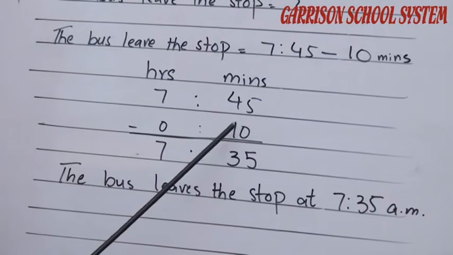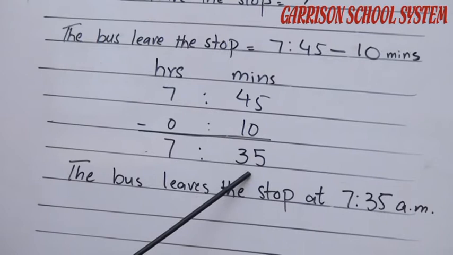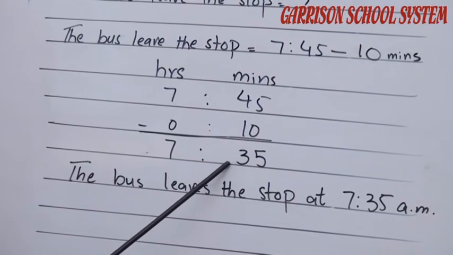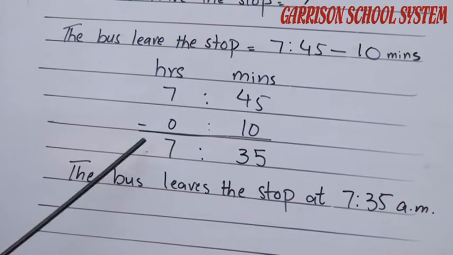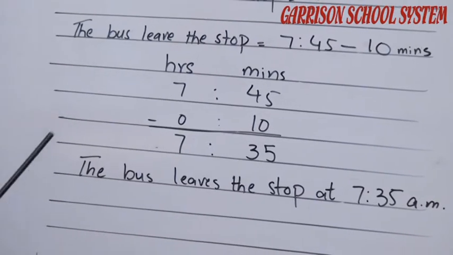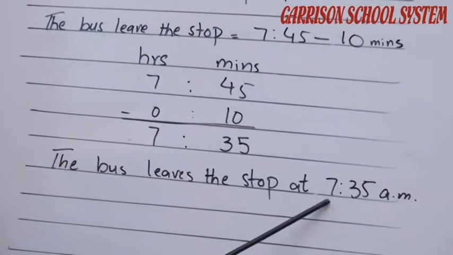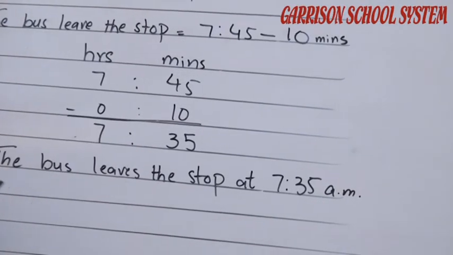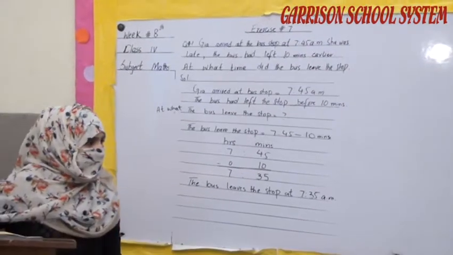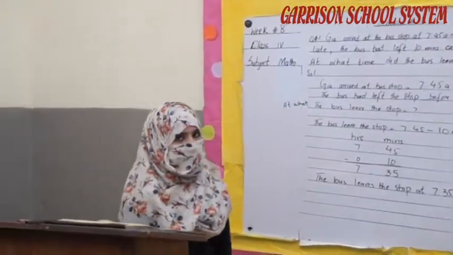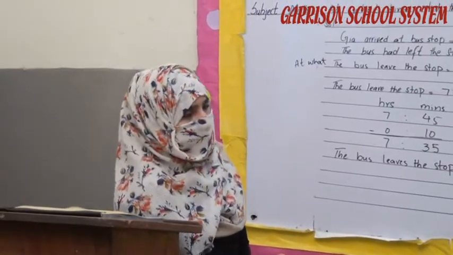So 45 minus 10. 5 minus 0 is equal to 5, 4 minus 1 is equal to 3. So 35 minutes, and 7 minus 0 is equal to 7. So the time when the bus left the stop is 7:35 am. Question number 1 is done, and questions 2, 3, 4 and 5 you can do yourself.